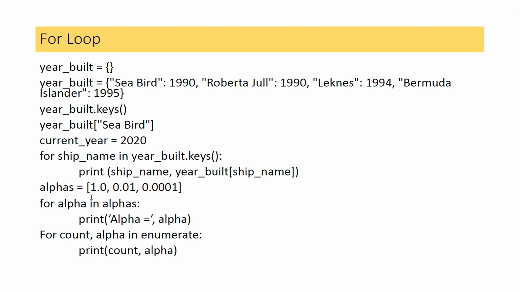So the alphas can be 1.0, 0.01, 0.0001. For alpha in alphas, print alpha. For count, alpha in enumerate, and you print the count and alpha. So this is basically a loop.